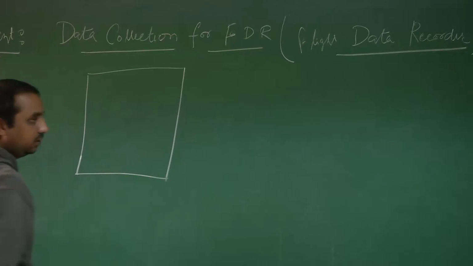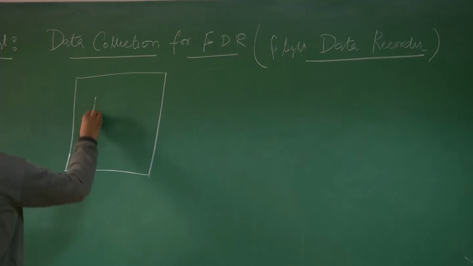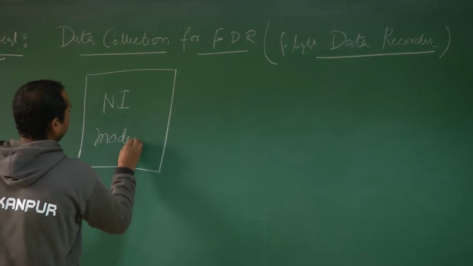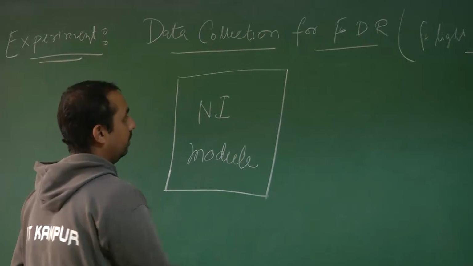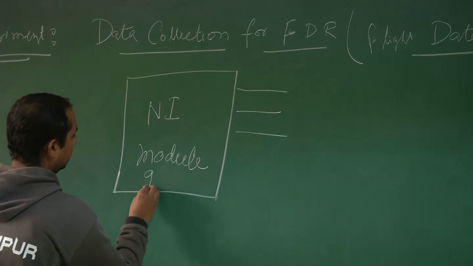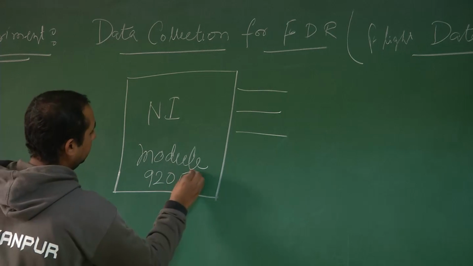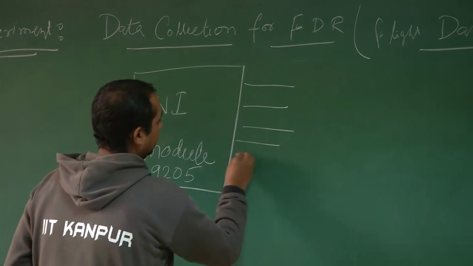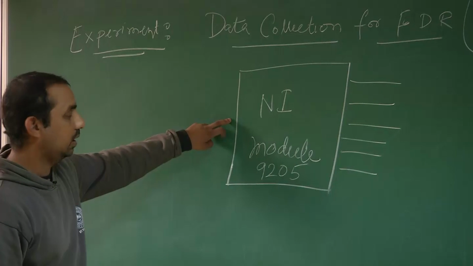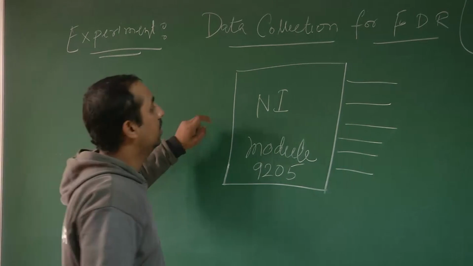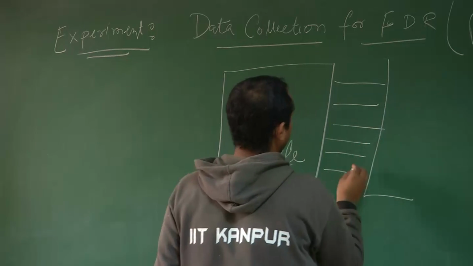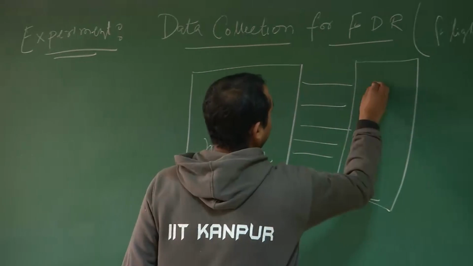the same. In our case, we are using an NI module. This is an NI module, number 9205, and it is a 32 channel analog input module, from which it accumulates data from sensors.